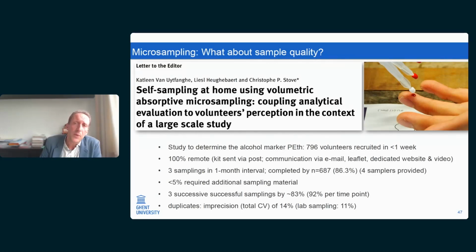Before, we've published a study in which we looked at the sample quality and found that the sample quality, even from those individuals that were only instructed remotely via leaflets and via an online video on YouTube, if you make sure that these patients have the right incentive and are really motivated, they can provide good quality samples.